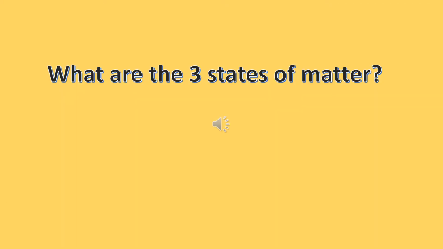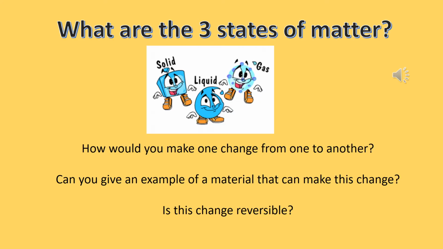It's really important that you understand the 3 different states of matter. Can you remember what they are? The 3 different states of matter are solid, liquid and gas. Can you explain to somebody around you what is the difference between these states of matter? Do you know how you could make one state of matter change to another? Can you give an example of a solid, an example of a liquid, or an example of a gas and how this changes? And do you know if this change is reversible? Just discuss with someone or something around you what you already know.